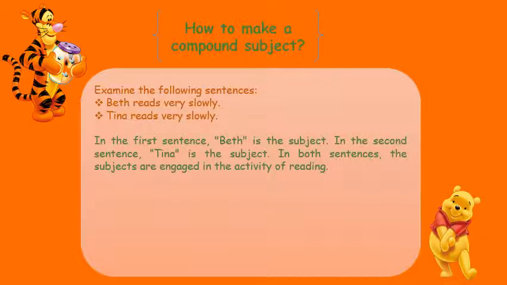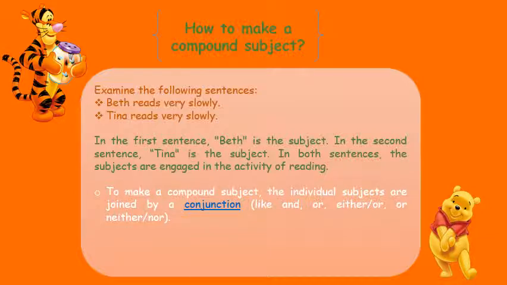In both sentences, the subjects are engaged in the activity of reading. So they are both doing the same action. Okay? To make a compound subject, the individual subjects are joined by a conjunction. So to make a compound subject, I bring the different subjects and I join them with a conjunction like and, or, either, or neither, nor. Okay? So I use one of these conjunctions and I join both subjects to make a compound subject, and then I keep the predicate the same.